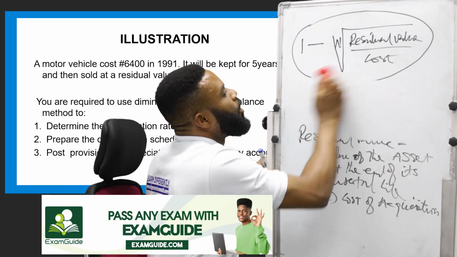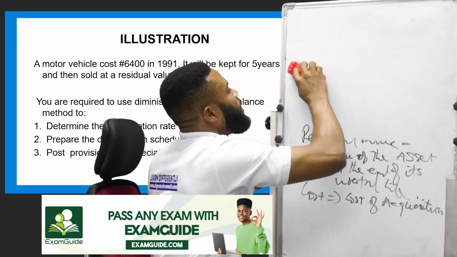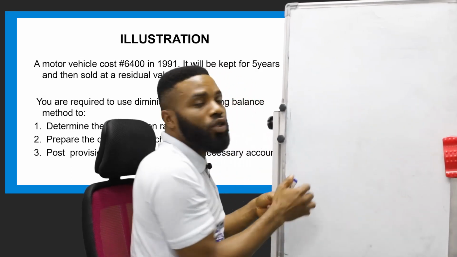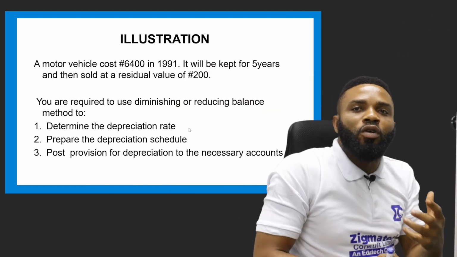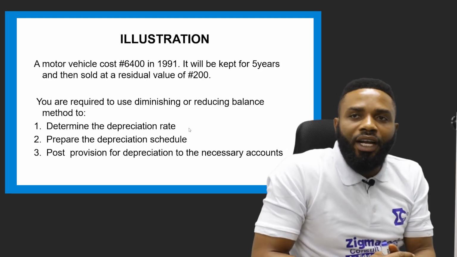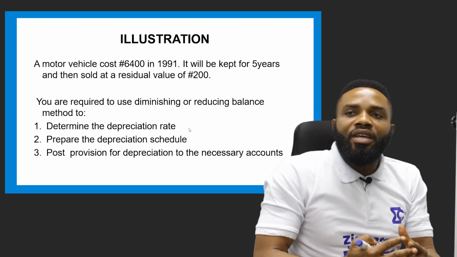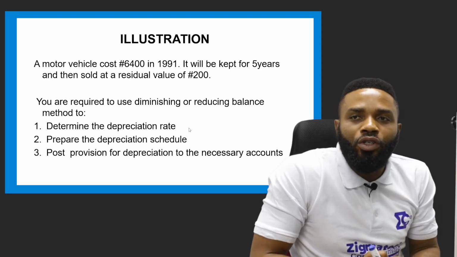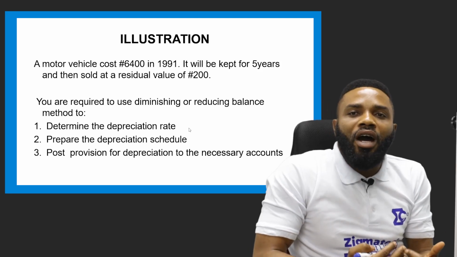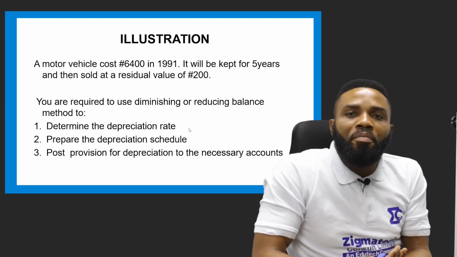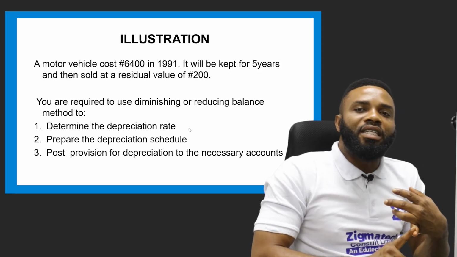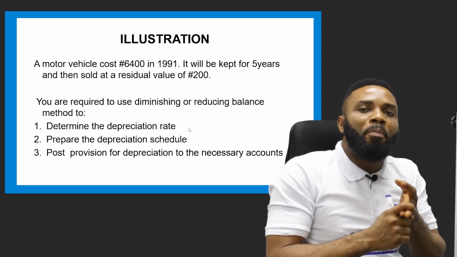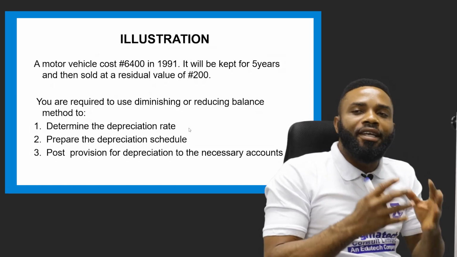Now, if you look at what is showing on the screen just now, you can see an illustration there. Let's use that illustration to drive the message. A motor vehicle cost 6,400 in 1991. It will be kept for 5 years and then sold at a residual value of 200 naira. You are required to use the diminishing or reducing balance method to, number 1, determine the depreciation rate. Number 2, prepare the depreciation schedule. Number 3, post provision for depreciation to the necessary account.